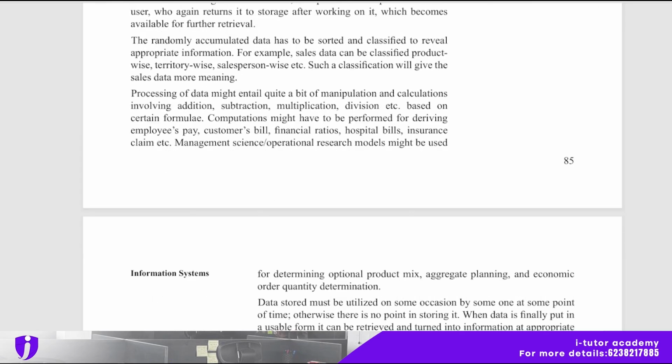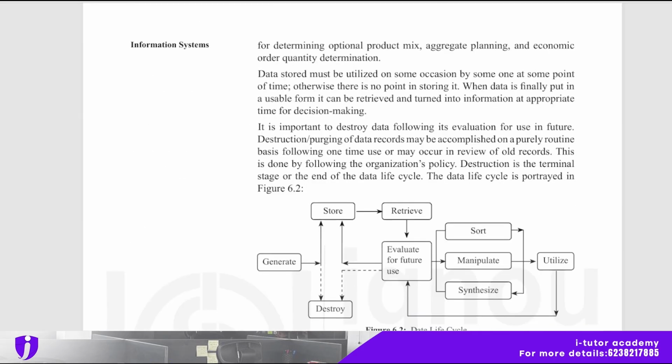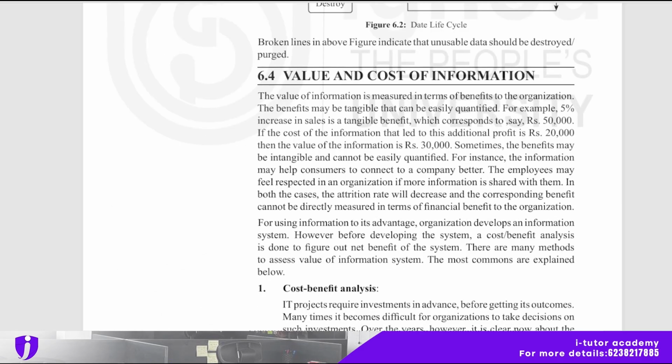So here is again one figure. It's a data life cycle. Okay, so there is generate, and it goes through store, destroy also there in between, and retrieve and evaluate for future use, and it goes to manipulate and it is utilized. Okay, so utilize again comes to evaluate for the future, and sort is there, synthesis is there. So this is the data life cycle process. You just go through this figure, so you'll get more idea.